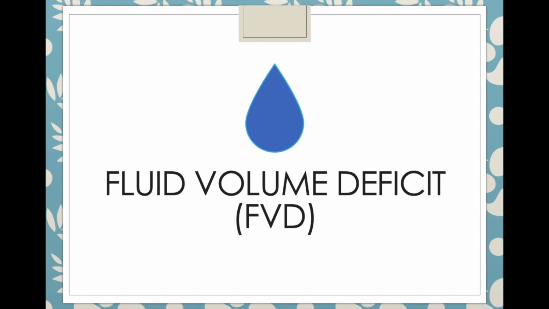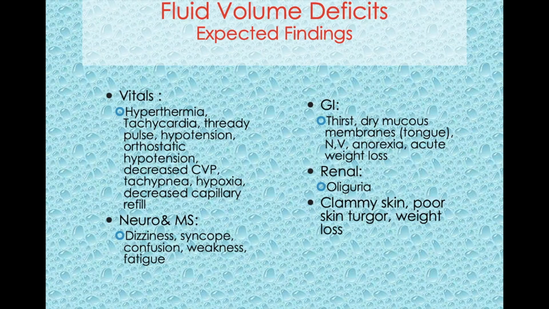So for fluid volume deficit, this is basically when your body is low in volume, okay? So when a patient is low in volume, they're going to present with different signs and symptoms. Think about it: if the patient doesn't have enough fluids in their body, they're going to become thirsty. They're going to have dry mucous membranes. They're going to show signs of dehydration, anorexia.